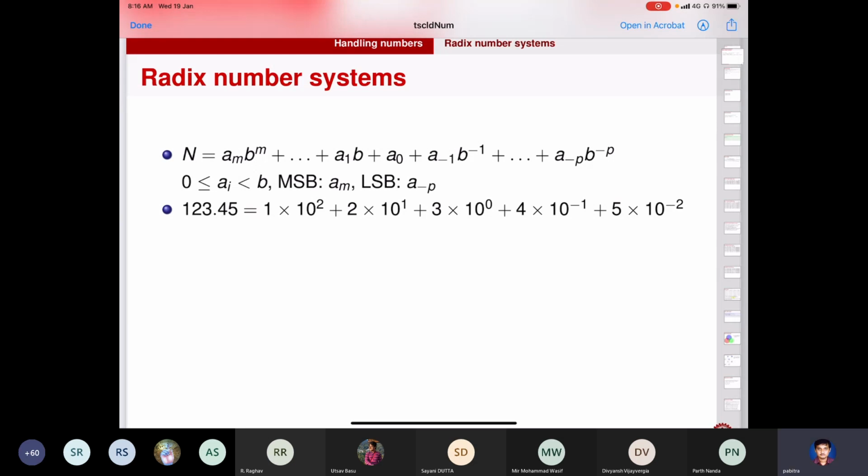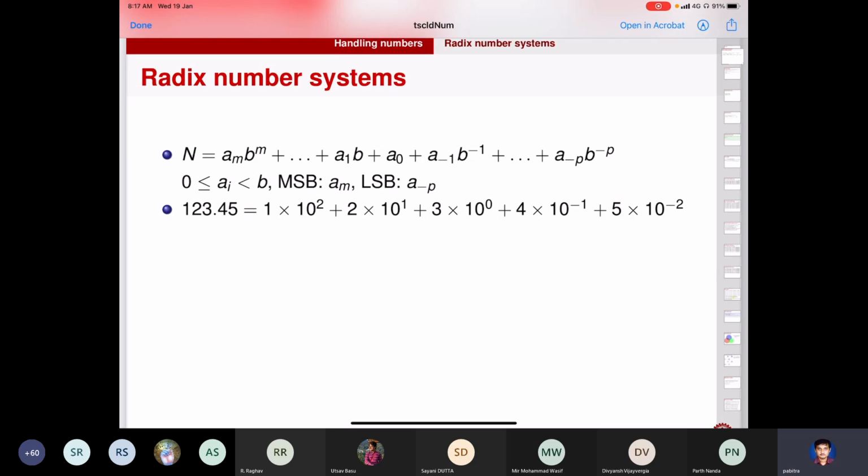Okay, so now these coefficients a_m to a_-p have to be of a certain type. Since these are digits, you know the digits are in a range. For example, in the decimal system, we have digits from 0 to 9. In a binary system, you have only 2 digits, 0 and 1. So the digits a_i can only take on a value from 0 to b minus 1. It should be greater than or equal to 0 and less than b, where b is the base.